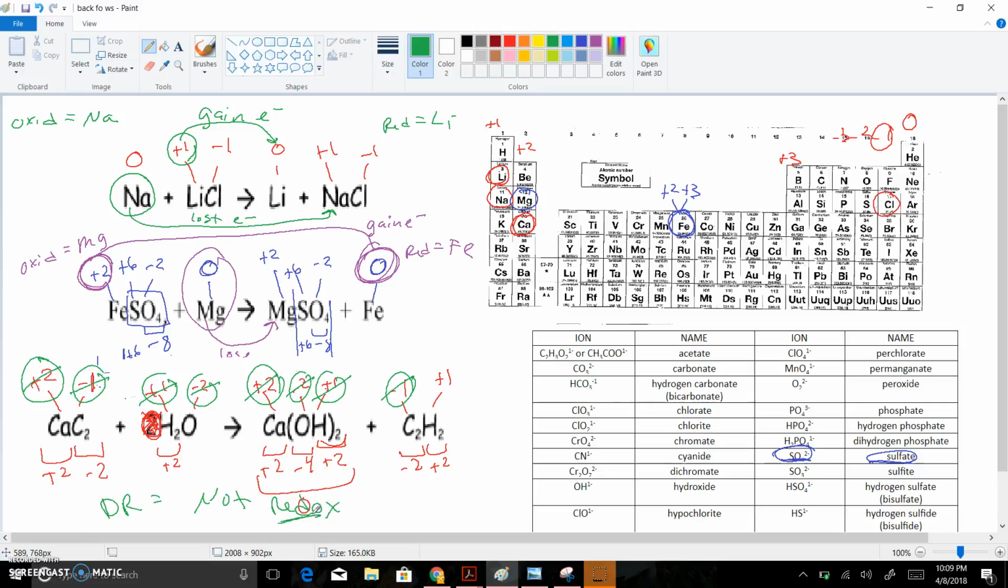Not a redox reaction. Nobody has transferred electrons. Nobody lost electrons. Nobody gained electrons. It is not a redox reaction.